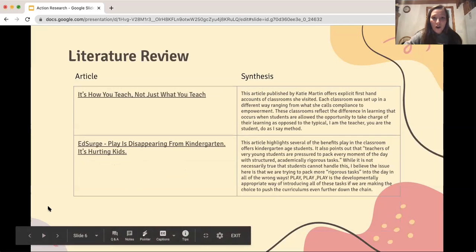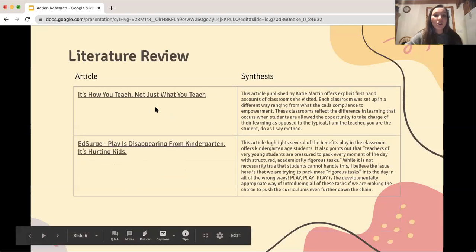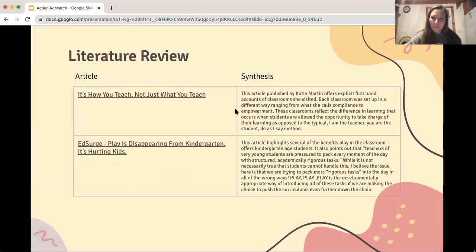These are the two other articles that I chose to include. "It's how you teach, not just what you teach." This is truly what a lot of my research came down to, though not necessarily this article because it's more of a blog. It's published by a lady named Katie Martin, and she offers explicit firsthand accounts of different classrooms she visits. She visited 3 different classrooms, one being the compliant classroom, one being the empowerment classroom, and one being in the middle, right?